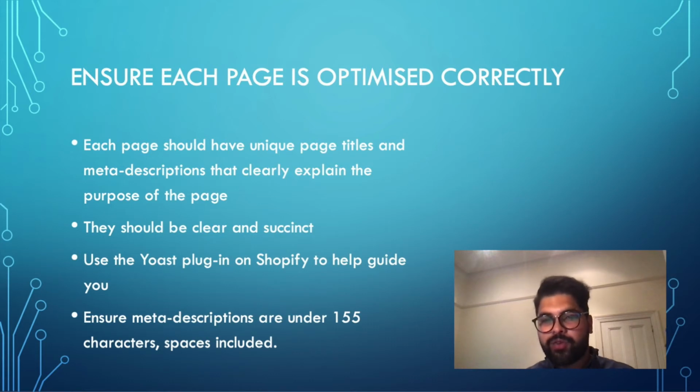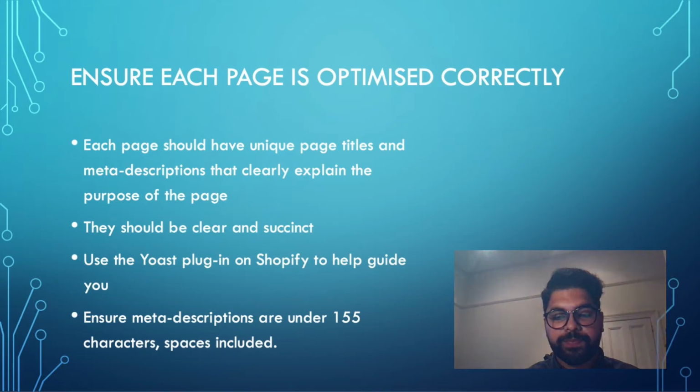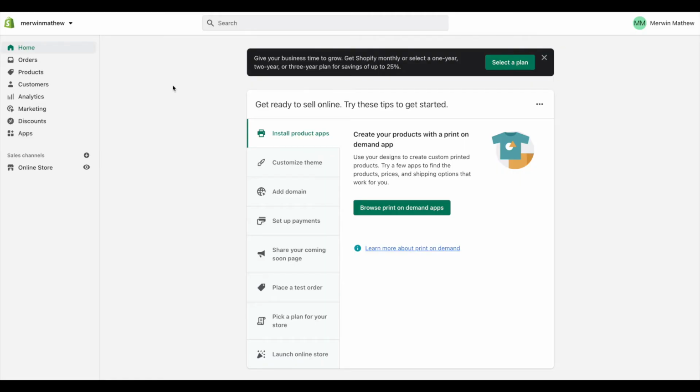Another little tip when creating your meta descriptions is you have to make sure that they are less than 155 characters, including spaces. This will make sure that the entire description will be visible on Google search results. You want to make sure that those meta descriptions are unique to each page and match what content is also on those pages. Here's a quick run through where I'll show you how to add page titles and meta descriptions for your products on Shopify.